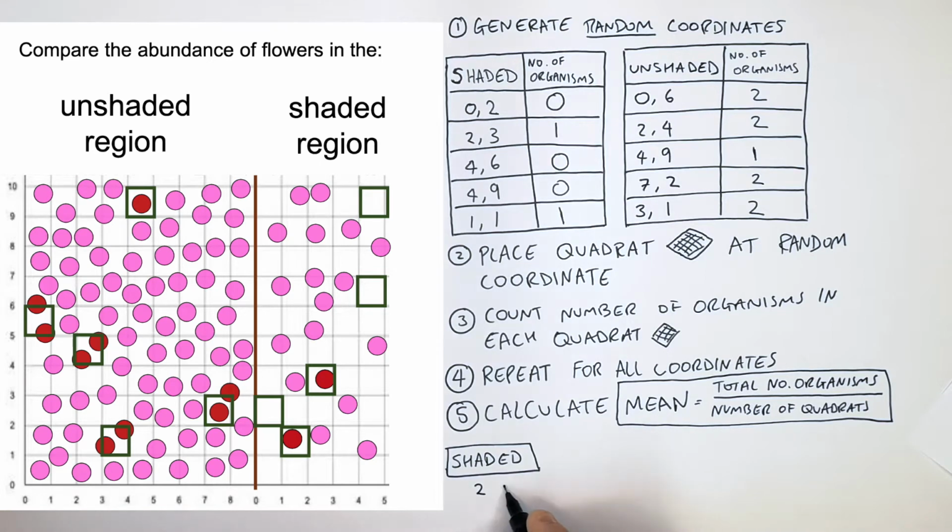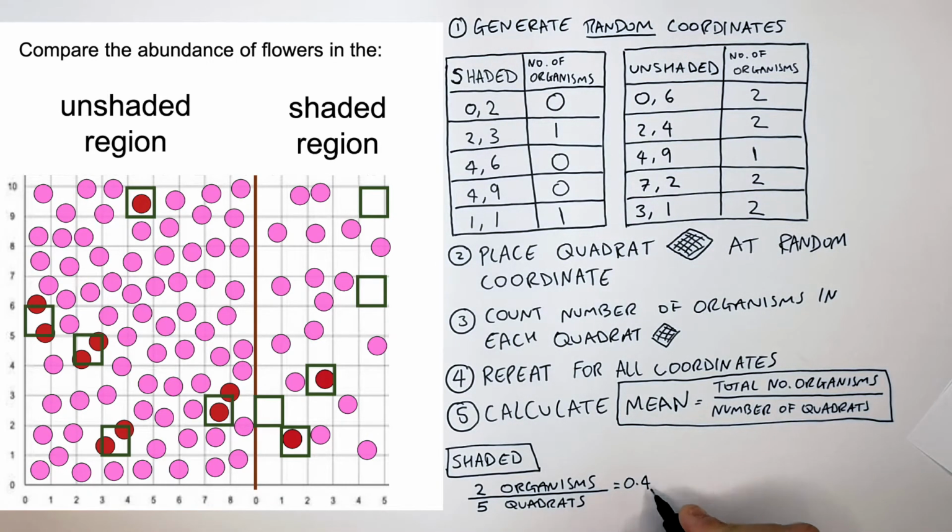So in the shaded region, we counted 2 organisms, so that was 2 plants. And we divide that by the total number of quadrats, which was 5 quadrats. So it will be 2 divided by 5, which gives us 0.4 plants per quadrat.